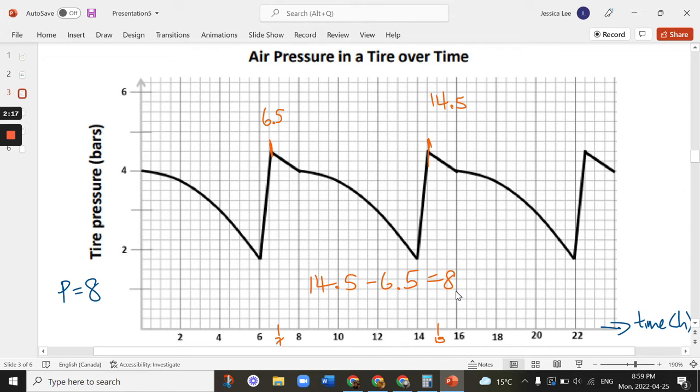That's just to show you that regardless of how and where you identify the start and the end of a cycle, the period is the same. And when we calculate, that's all we need, the period. Now that we have identified the period, let's go over the question itself.